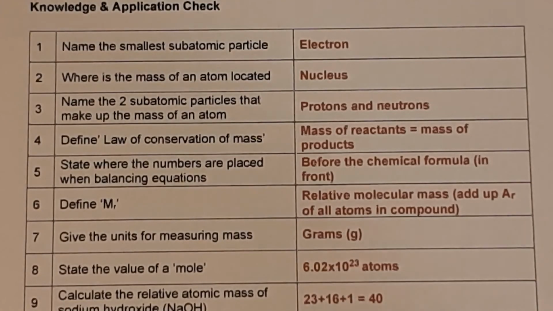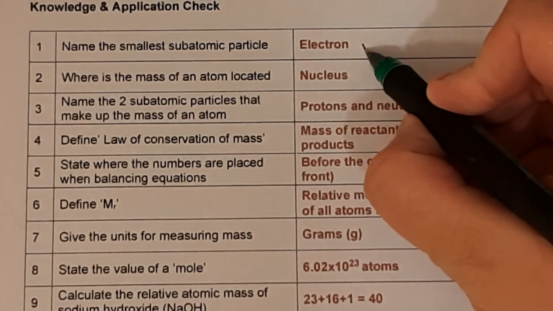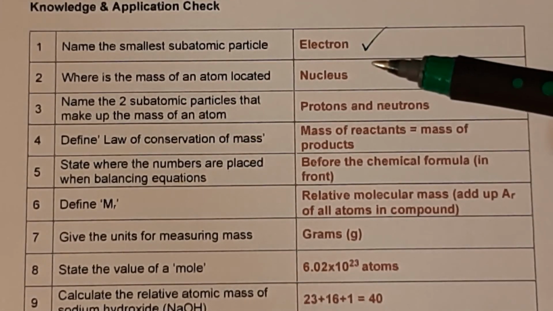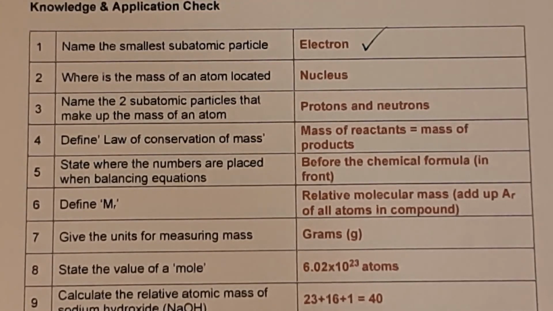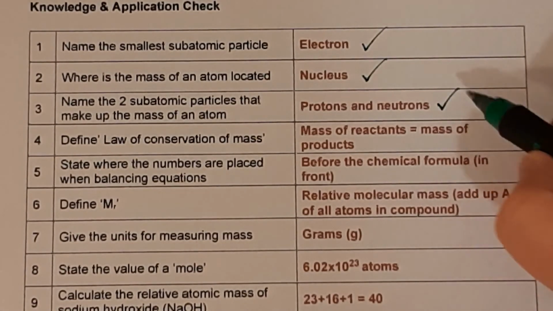So let's go through those questions. Question 1, name the smallest subatomic particle, that is the electron. Please make sure you're marking in a pen of a different colour and you're adding corrections as you go, or ticking to indicate you're correct. Question 2, where is the mass of an atom located? Well, it's located in the nucleus. Name the 2 subatomic particles that make up the mass of an atom, that's protons and neutrons.